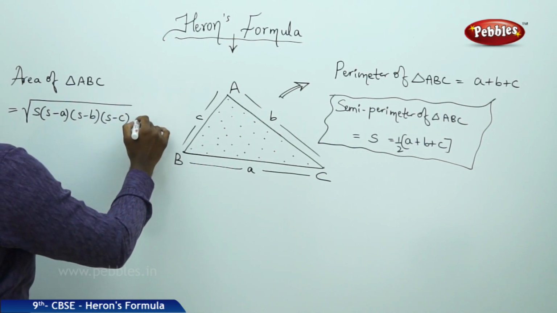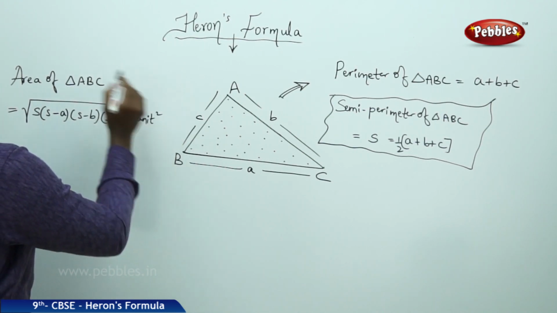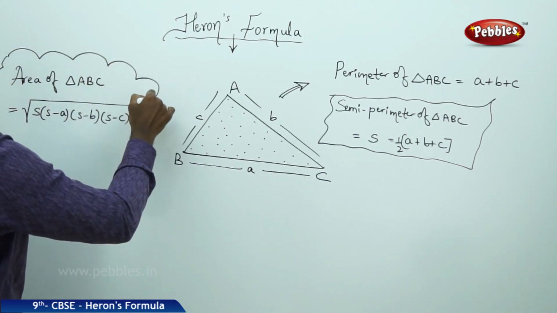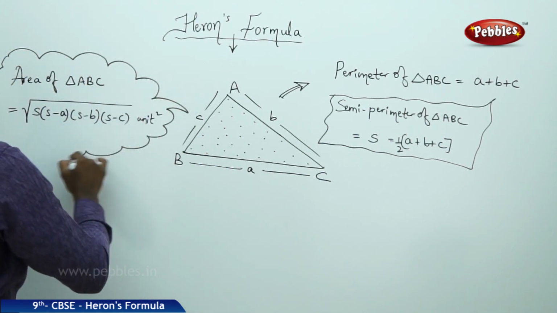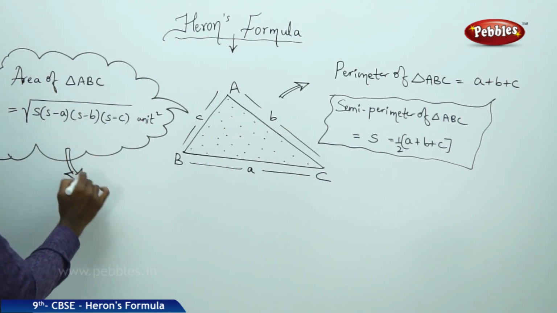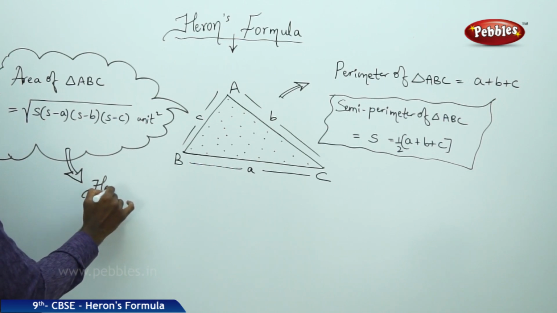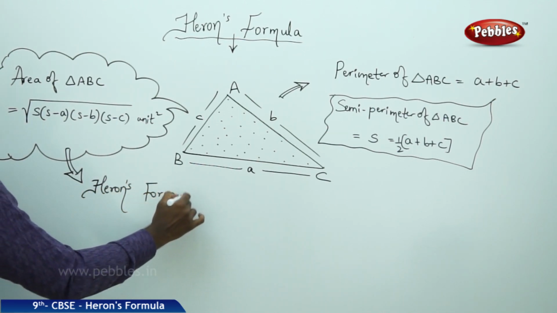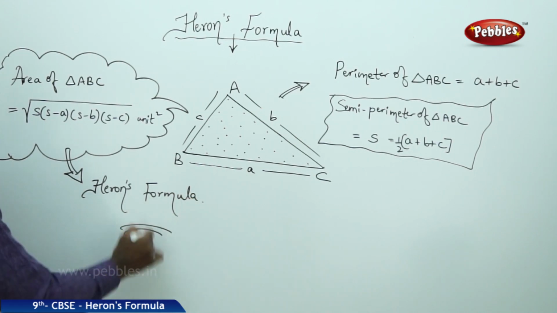The unit is square units, is the area, and this is what is called HERON'S formula.